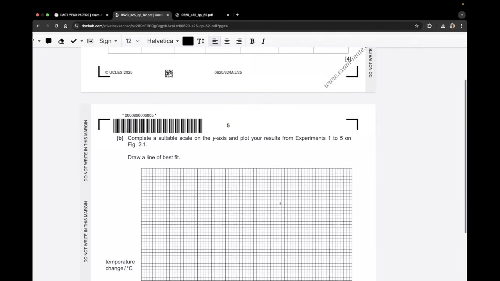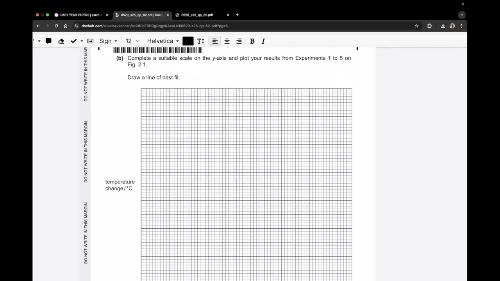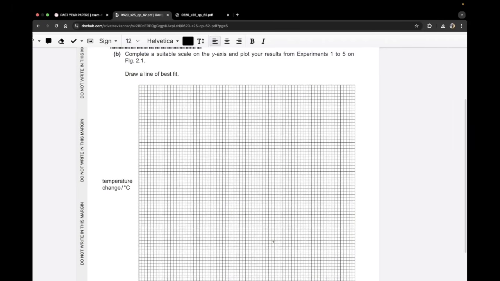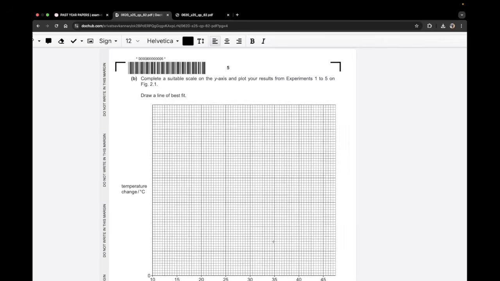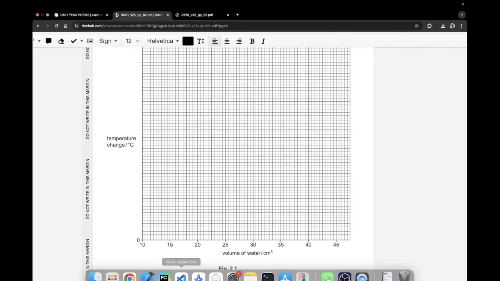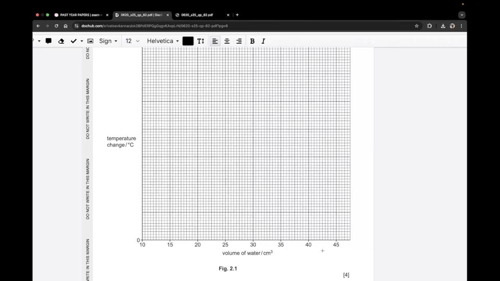All right, so complete a suitable scale of the y-axis and plot your results from experiments 1 to 5 on figure 2.1. So they've given us the x-axis already. Based on this, we need to check what the most suitable y-axis would be. One trick I'll give you here is if you get a suitable y-axis going, the actual plotting and line of best fit part is quite trivial, right? So you just need to think really hard about what the best y-axis would be.